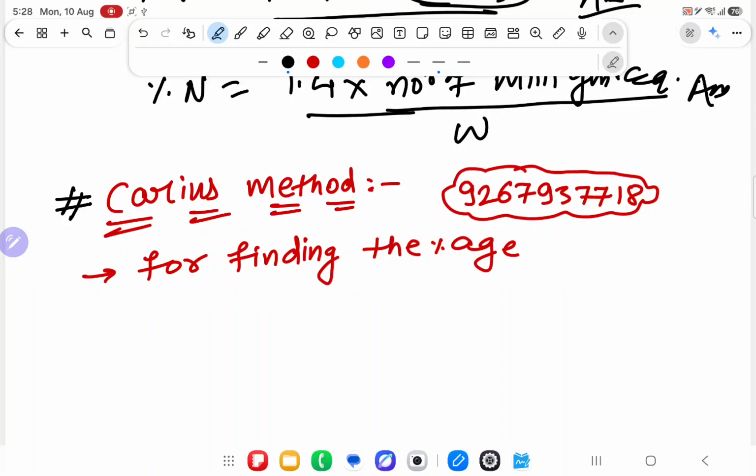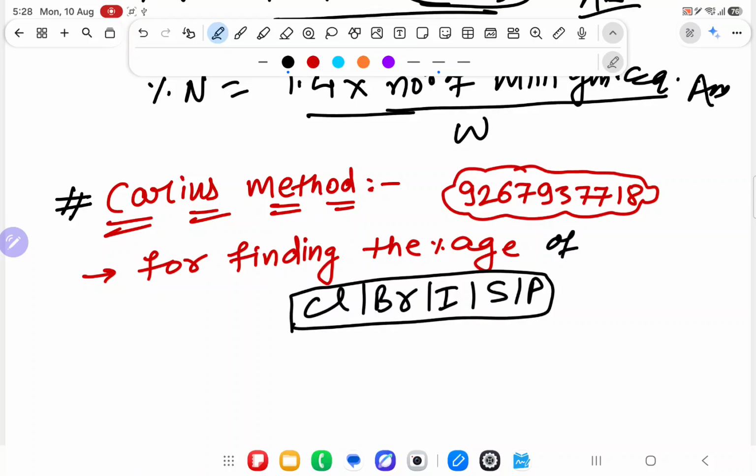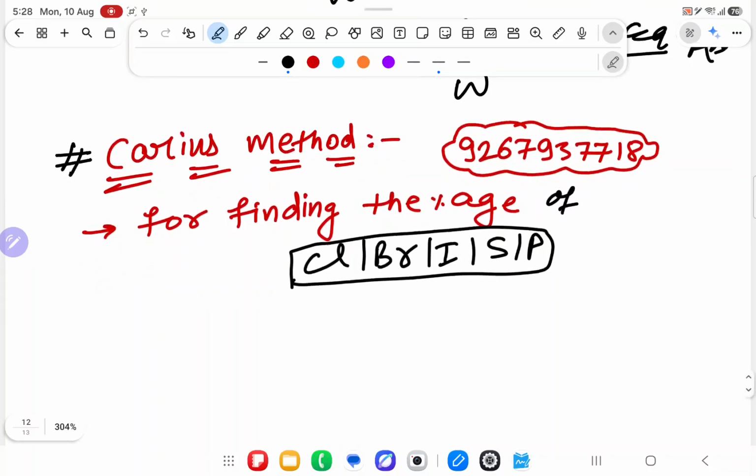Carius method is used for finding the percentage of chlorine, bromine, iodine, sulfur and phosphorus. Then the topic will be done. Understood? Now you just have to know what is coming in the last part in the case of chlorine: AgCl. That you only have to know.